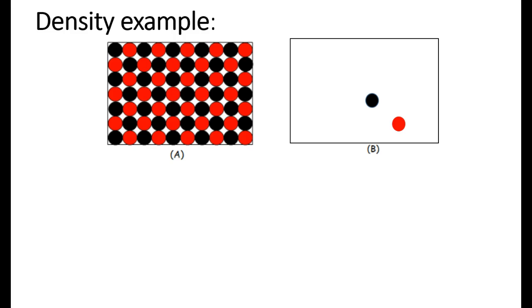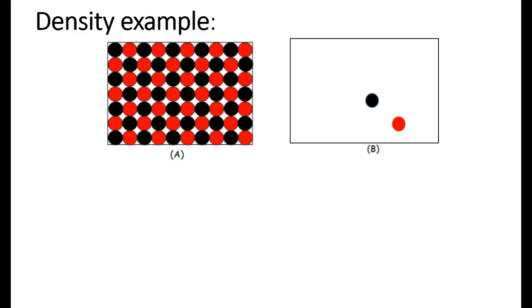Here's an example. The box on the left, box A, has 70 molecules in it. The box on the right has only 2. So we say the box on the left is much more densely packed because there's a lot more stuff crammed into the same given space.